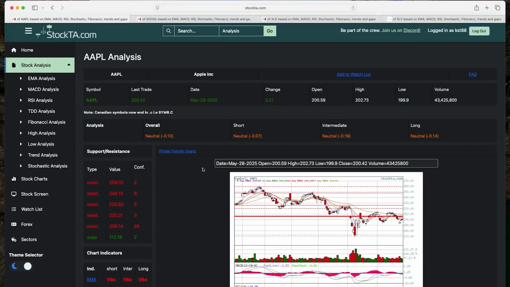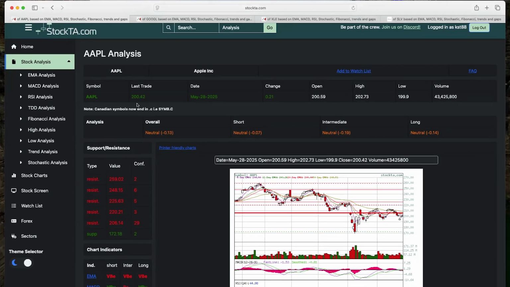So if you look at Apple here, it closed at 200.42. It has heavy resistance at 206.14, and that's a 29 Confluence, which is very high for a major stock. And that's why the stock is currently in neutral.